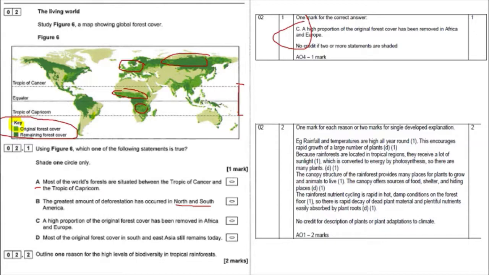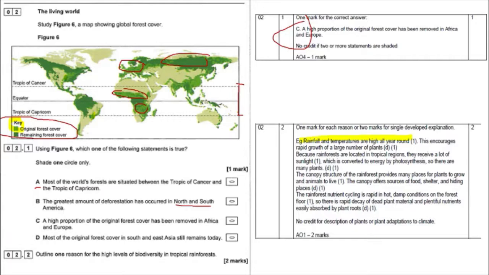Then we go on to 2.2. Outline one reason for high levels of biodiversity in tropical rainforests. Now, the key bit about this is that what we're talking about here is somewhere that is on the equator, it's hot and it's wet. So the easiest thing to do is to start off by saying, literally, that it's hot and wet all year round. That will get you 1 mark.